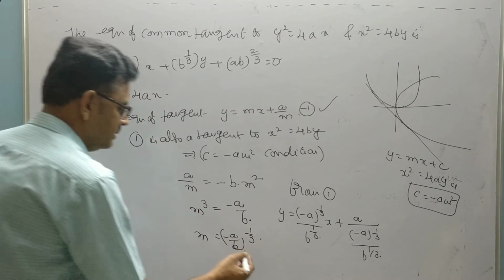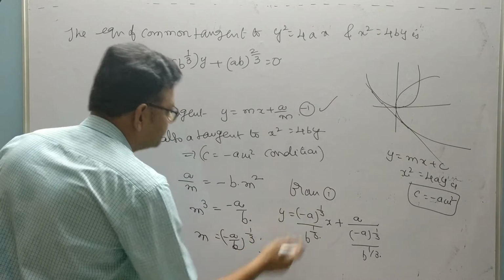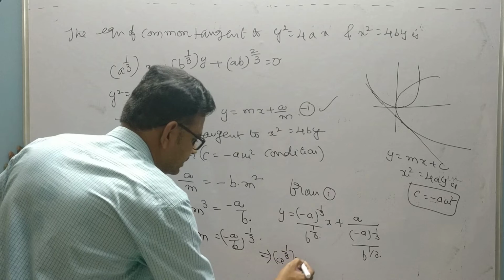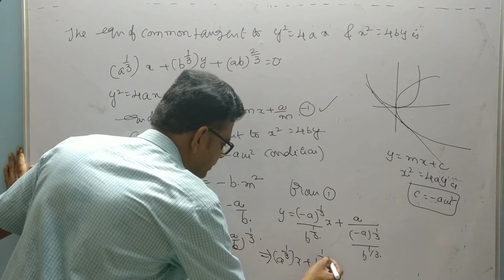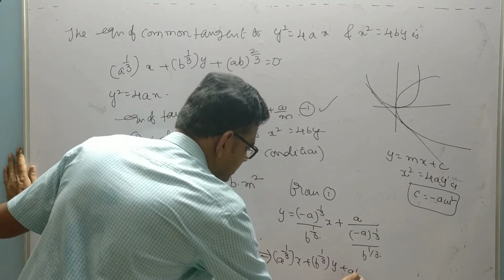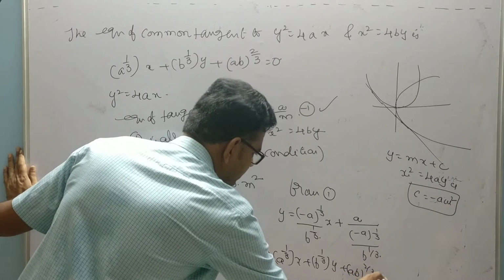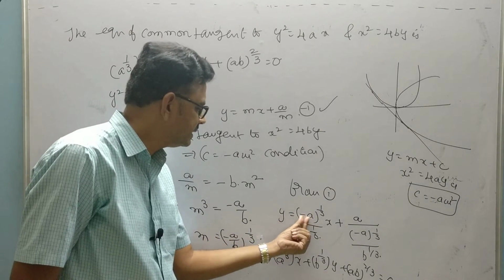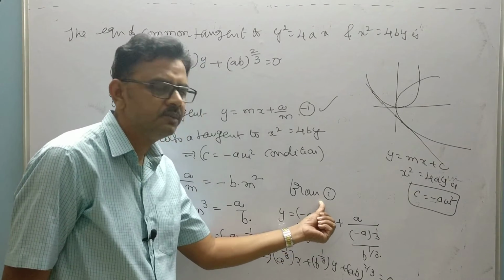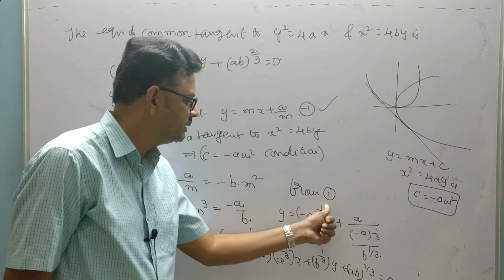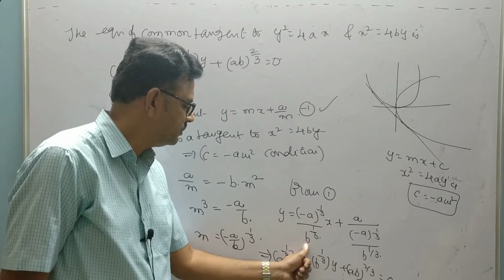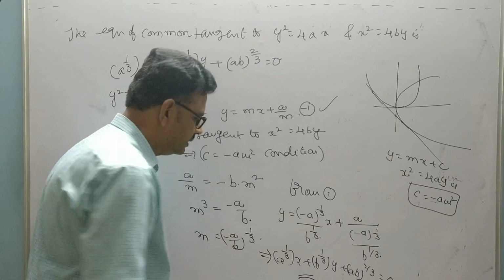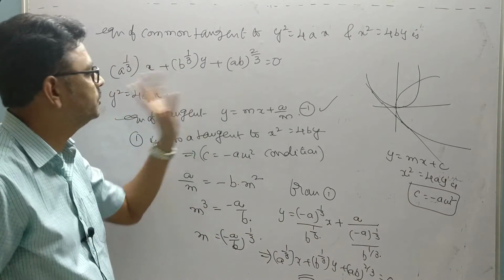So by simplification we get this one: a power 1 by 3 into x plus b power 1 by 3 into y plus ab whole power 2 by 3 is equal to 0. Minus a whole power 1 by 3 means minus a power 1 by 3 into x by b power 1 by 3. Taking LCM and then cross multiplication, you get this one. This is the common tangent for both parabolas.